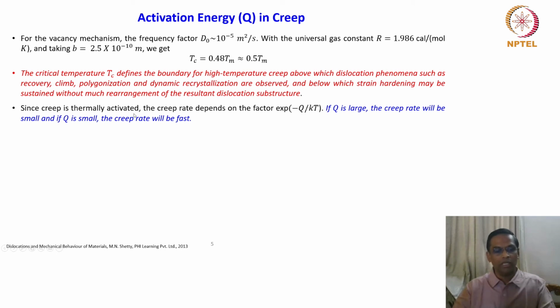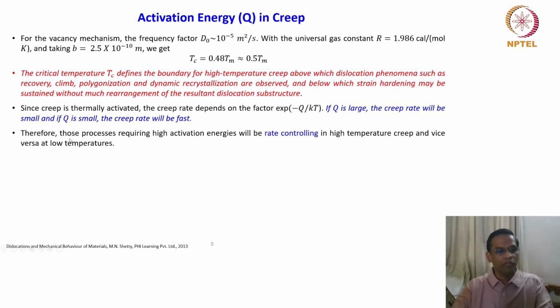Since creep is thermally activated, the creep rate depends on the factor exp(-Q/kT). So this is a very important point to remember. Looking at this expression, if Q is large, the creep rate will be small, and if Q is small, the creep rate will be faster. If you know the activation energy, you will be able to judge the kind of creep rate. Therefore, those processes requiring high activation energy will be rate controlling in high temperature creep, and vice versa at low temperatures. So ultimately, what is the process which is going to control the rate of deformation?